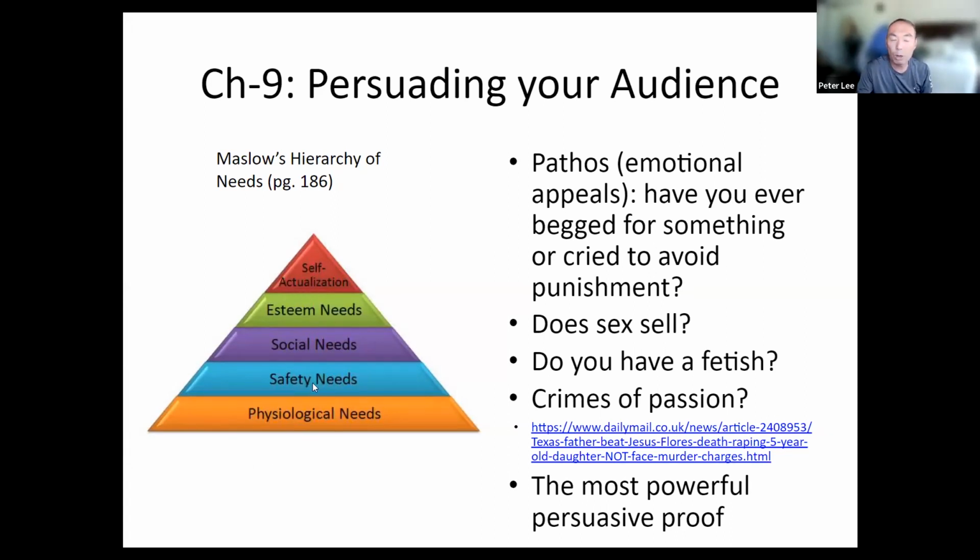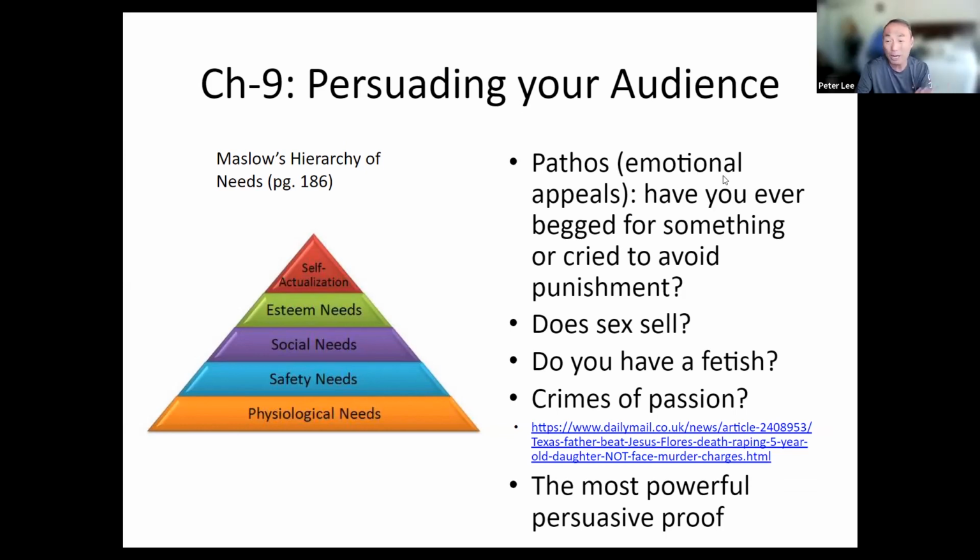People who are unsafe can't worry about their esteem or social needs, right? So understand where your audience is in terms of the hierarchy of needs, and then you can make the appropriate appeal to that need, and then they'll listen. All right, pathos. It means emotional appeals.